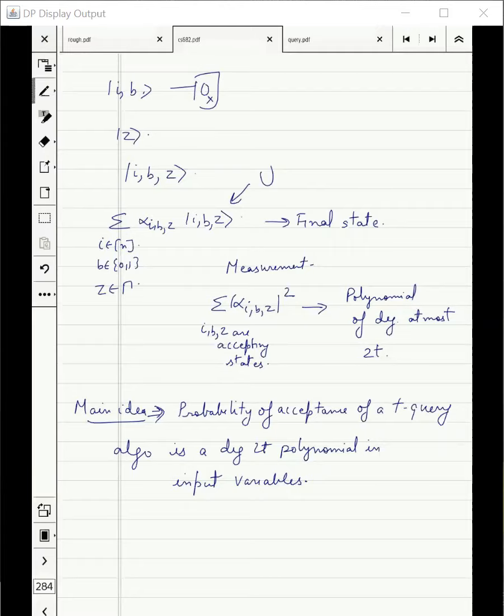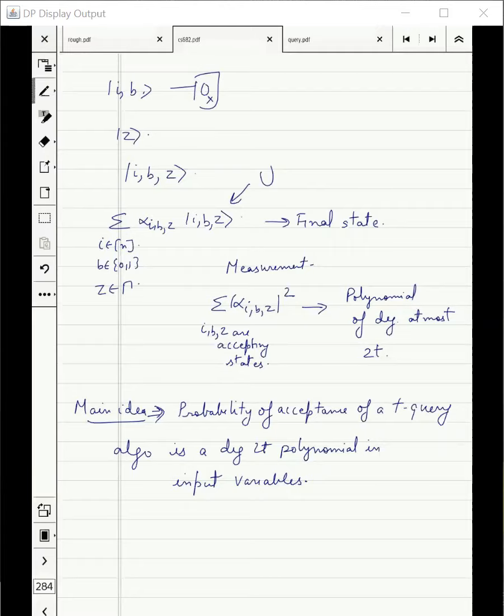Once we know this, how does it help us to give lower bounds on query complexity? We actually know something about probability of acceptance. What do we know? Let's say this is the probability of acceptance of algorithm A on input X. This is my new notation, not very difficult to understand, PA of X.